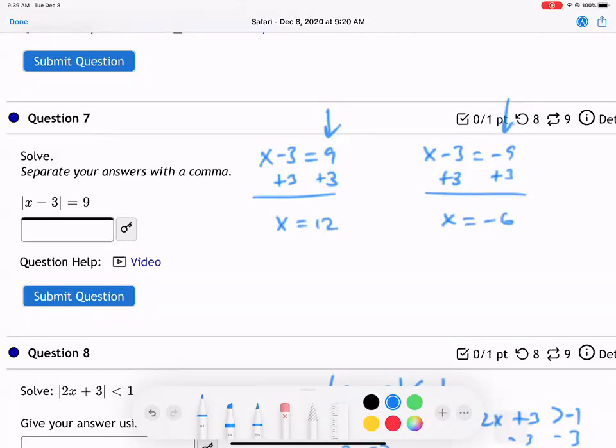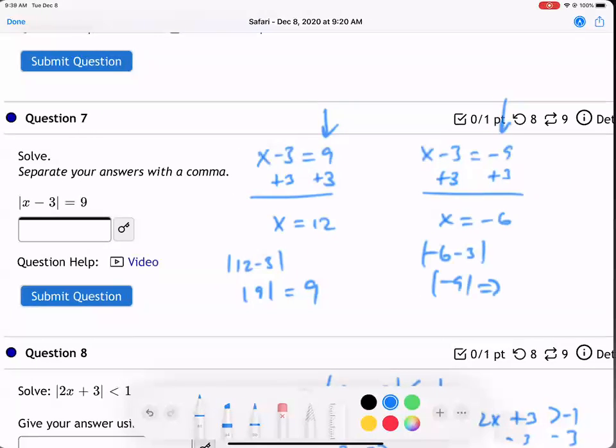Now, is this true? Would 12 and negative 6 be a solution that would give us 9? Well, just to double check, absolute value of 12 minus 3 is absolute value of 9, right? And the absolute value of 9 is 9. Yeah, that's a win. And on the other side, I would never have thought about this negative 6 as an answer. Negative 6 minus 3 is negative 9. Hey, an absolute value makes everything positive. That's going to be a positive 9.